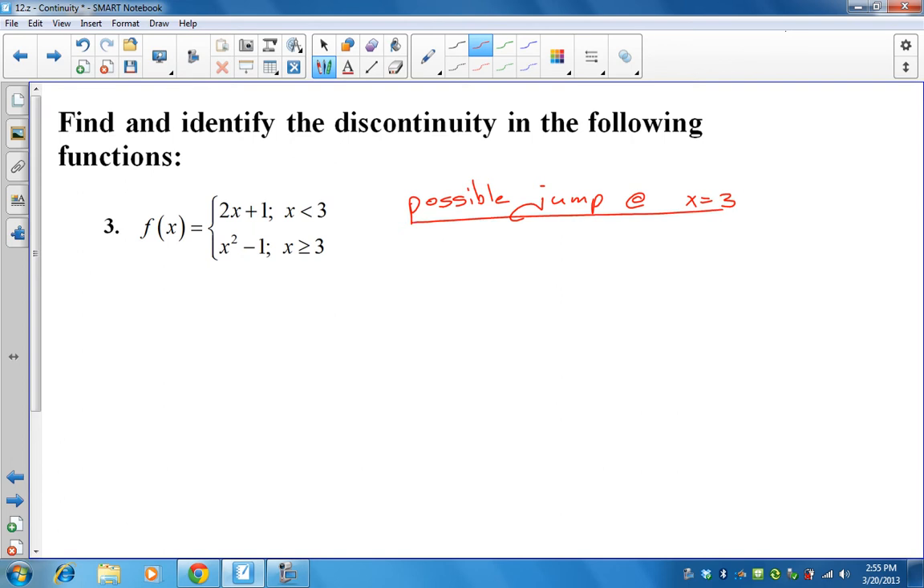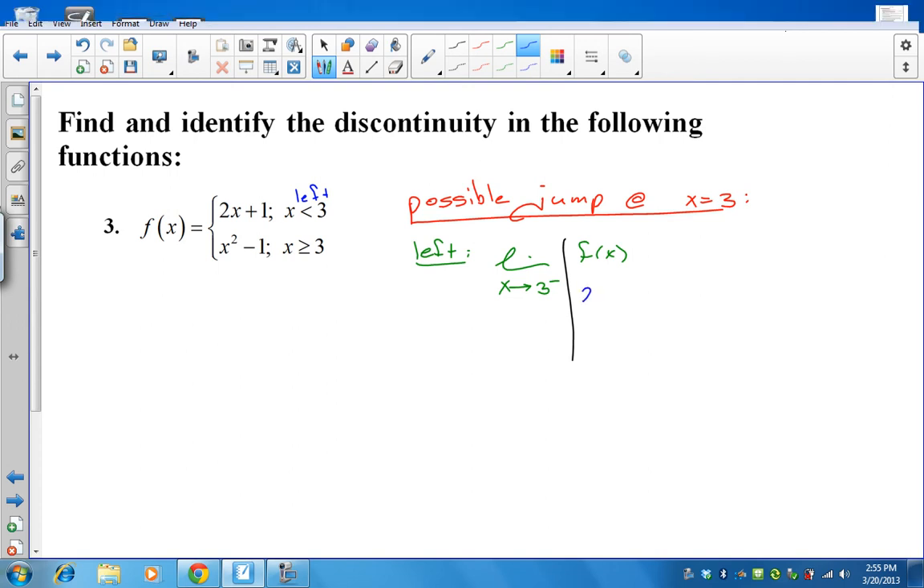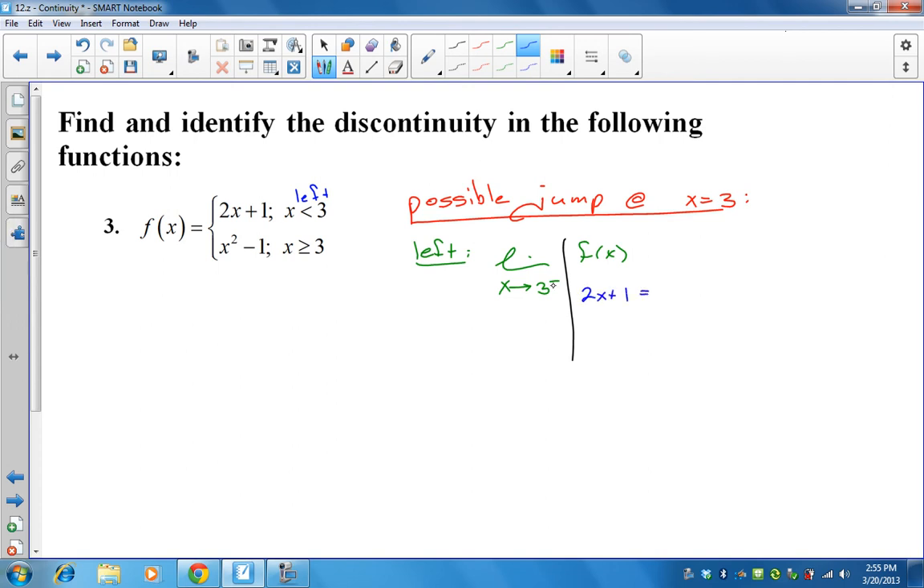And the way you test to see if there is a jump is you look at the left and right hand limits. So I'm going to look at the left side. And I want to know, okay, what is the limit as x approaches 3 from the left of this function? Well, the left side of 3 is when x is less than 3. So here's my left side up here. And the left side is given by the equation 2x plus 1. And if I plug 3 into that, 2 times 3 plus 1 is 7. So I know that the left side is approaching 7.